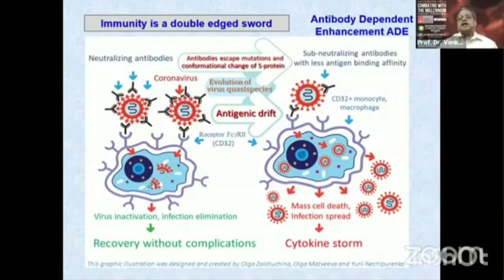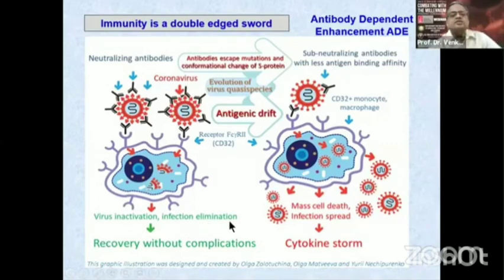So we come to the last couple of slides, which is important. We have already seen how immunity is a double-edged sword. That means that a little bit of immune reaction is good. Too much of immunity and immune reaction is bad. But it's even more complex than that. We have already seen that neutralizing antibodies are important for neutralizing, binding to macrophages which predominantly do phagocytosis and get rid of the virus, inactivation and infection elimination.